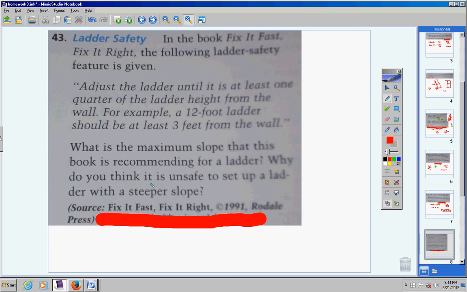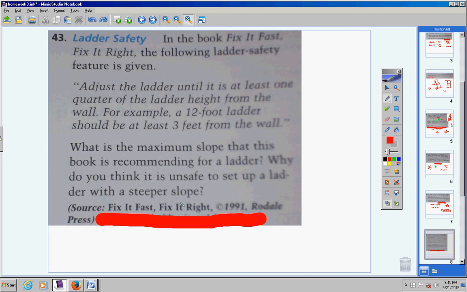And then, of course, why do you think it's unsafe to set the ladder up too steep? In other words, here's the house you're working on, and instead of setting the ladder up like this, you're not very intelligent, and you set it up like that, there's a good chance you're going to fall backwards. So we know the answer to that right away. The main answer we're trying to solve is what is the maximum slope that this book is recommending for a ladder? So here we go.